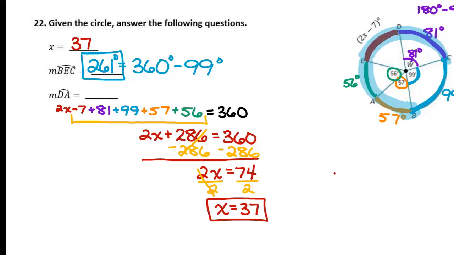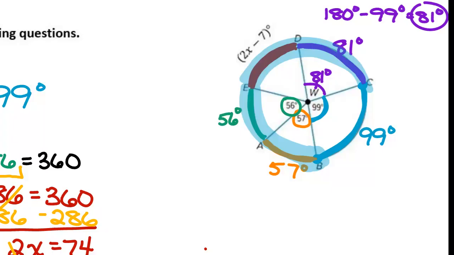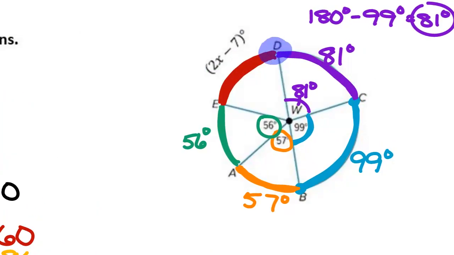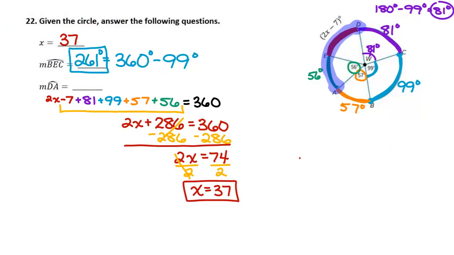All right. And then we have arc DA. Well, arc DA, here's D. Take that all the way around over here to A. How could I calculate that arc size?